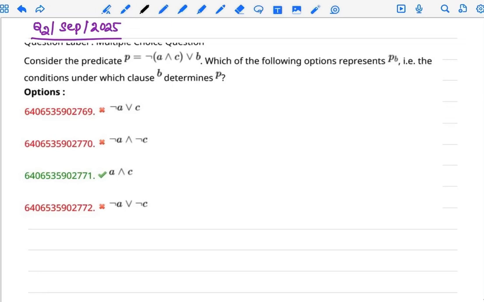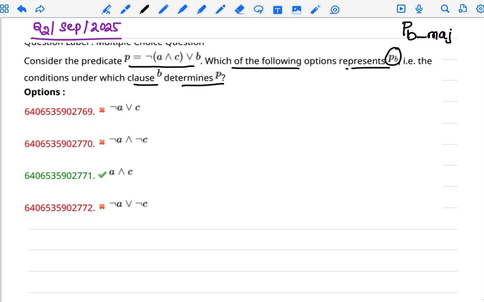Friends, this question is from the Quiz 2 September 2025 ST question paper. Consider the given predicate. Which of the following options represents P_B? They are asking for P_B, where B is the major clause, that is, the condition under which the clause B determines the predicate P.